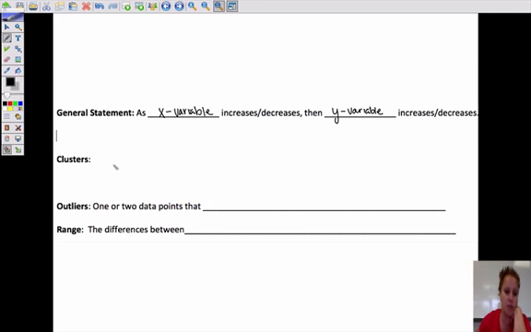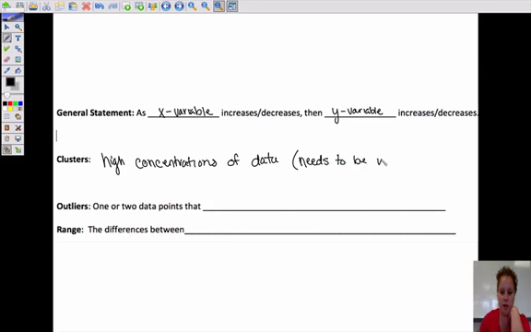Clusters are high concentrations of data. And this has to be really obvious. It has to be very different from the rest of the data. So you might want to add that in there. Needs to be very obvious, or different. Kind of like outliers.